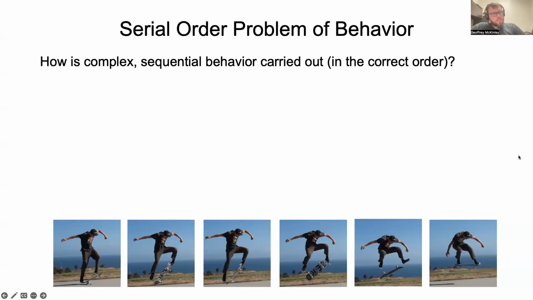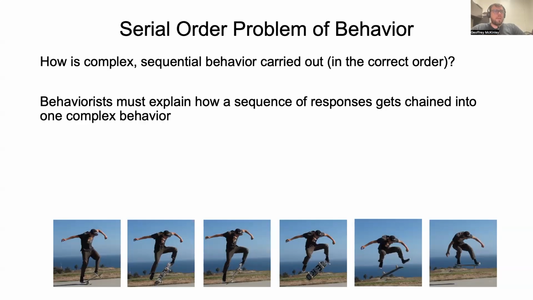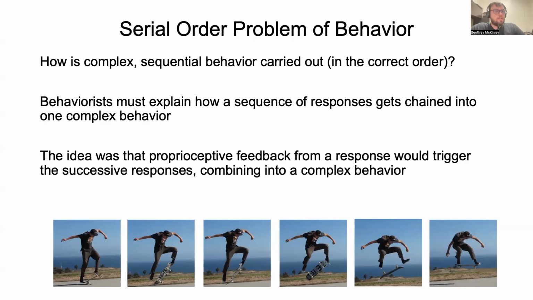And so, how does this complex behavior occur? Behaviorists have a problem. This complicated behavior is a problem for behaviorists, and they must explain how a sequence of responses gets chained into one complex behavior. The idea was that these simple responses get chained or linked, and preceding responses will trigger the upcoming response. I'll tell you what I mean by that in a second.